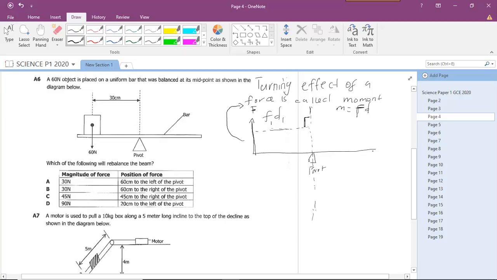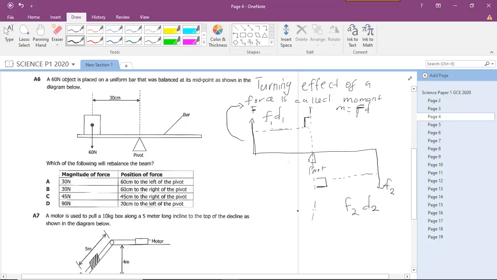But if I add another force here, going downwards, pulling it down, so this is force 2. And what's the perpendicular distance from the pivot? It's meeting at a 90-degree angle, anti-clockwise. So force 2 times distance 2.